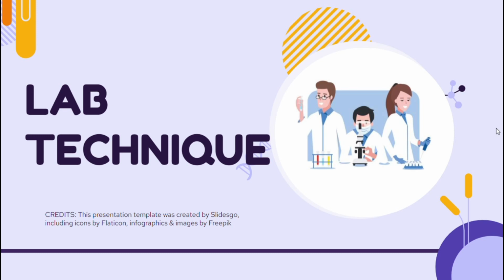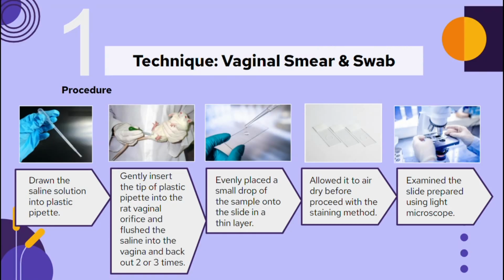Next, we proceed with the lab technique. First technique is for the vaginal smear and swab. We use the flushing technique to collect sample from the vaginal canal. For the staining of the sample, we can use either the PAP stain or the MGG stain.